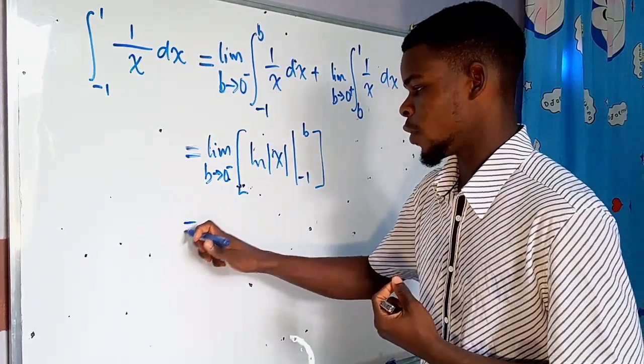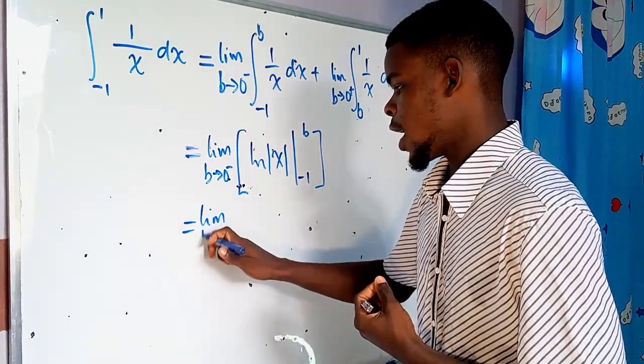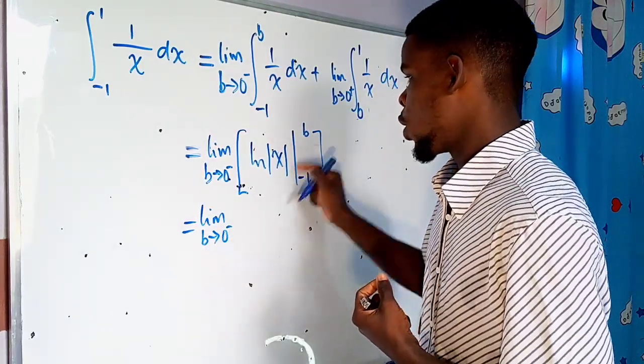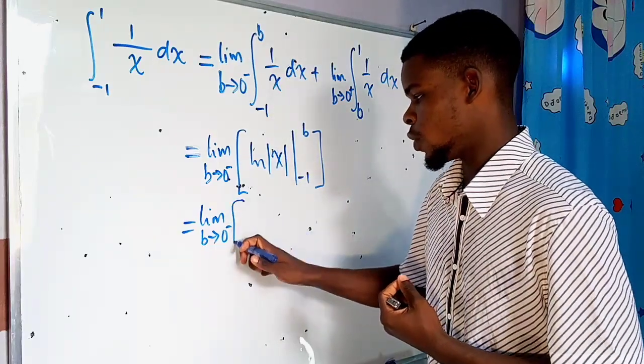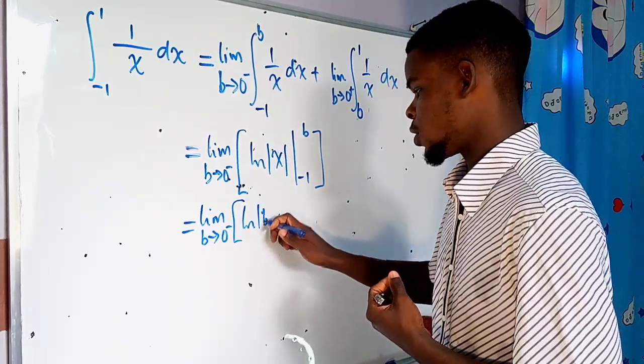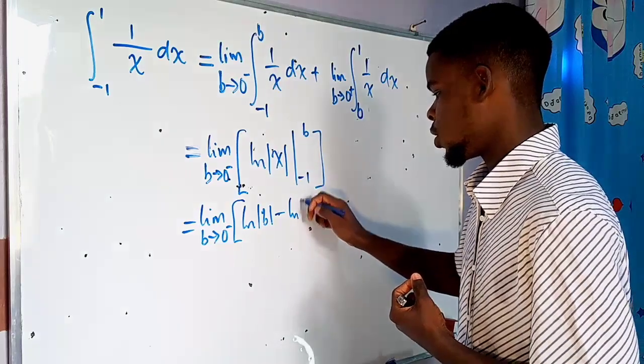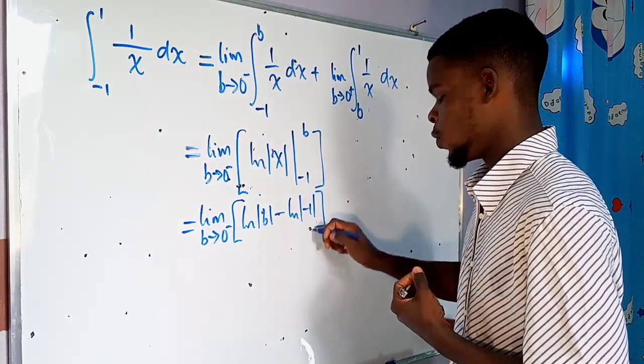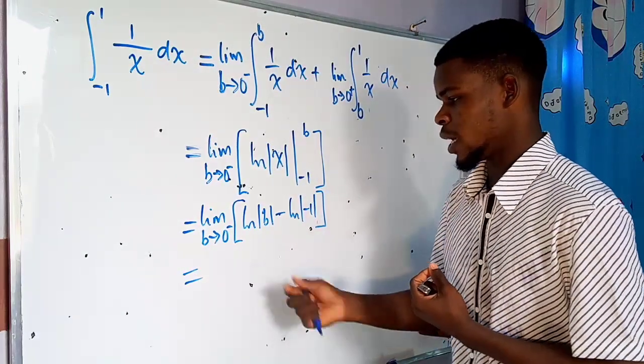Now let's see what we have. Well, this right here will become the limit as b approaches 0 from the left of, we are going to substitute the bounds. Here we are going to have the natural logarithm of the absolute value of b minus the natural logarithm of the absolute value of -1. Okay, that's nice. Let's see what we have.